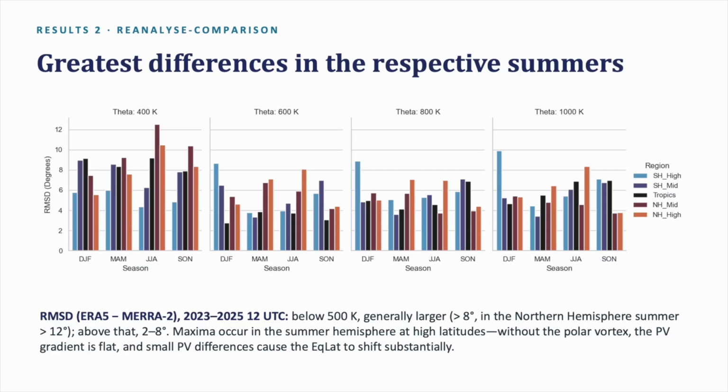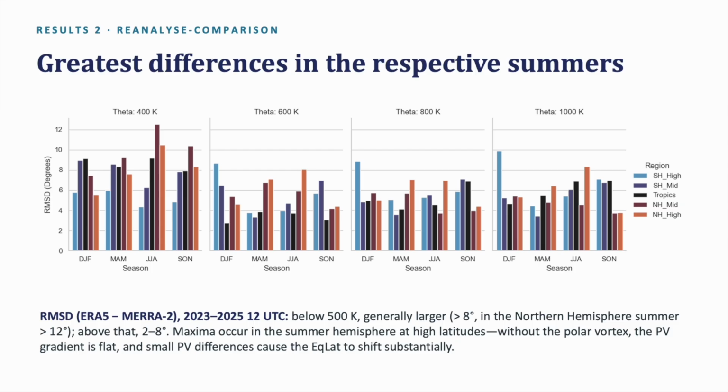In the next step, we compare the two reanalysis products, ERA5 and ERA2. Here we see the root mean square deviation of ERA5 and ERA2 equivalent latitude for different seasons, isentropic levels, and by latitude ranges on both hemispheres, and this is averaged over 3 years.